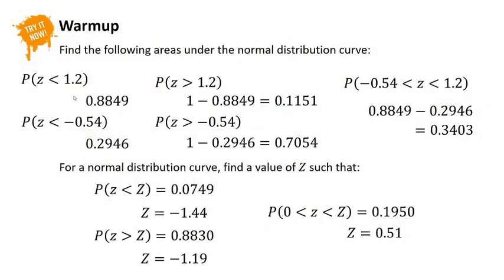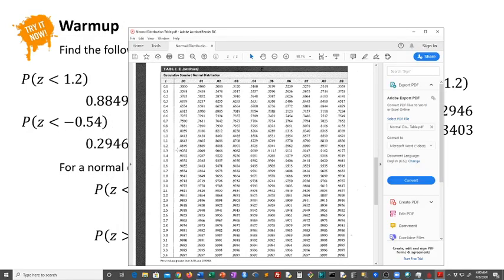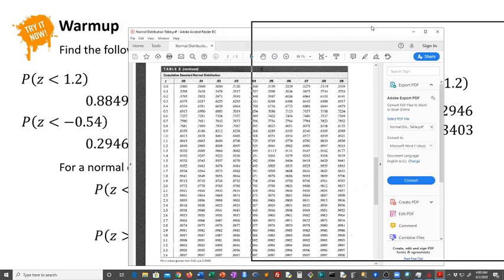Welcome back. Well, this was a pretty intensive warm-up here that was testing a lot of skills from the previous lesson here. We were taking a look at finding areas to the left side of a curve from where z is equal to 1.2. That's taken from the table here where we look this up. 1.2 is going to be right here, so that's 0.8849. You can see that right here.